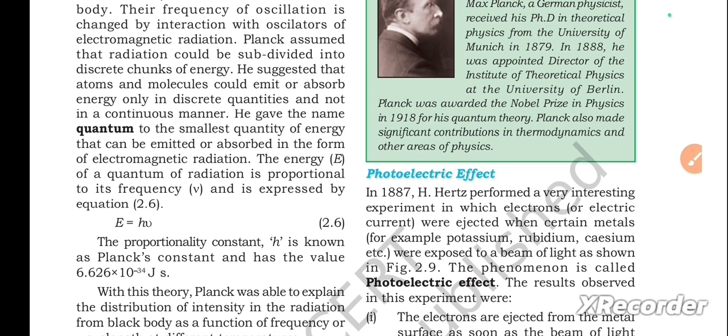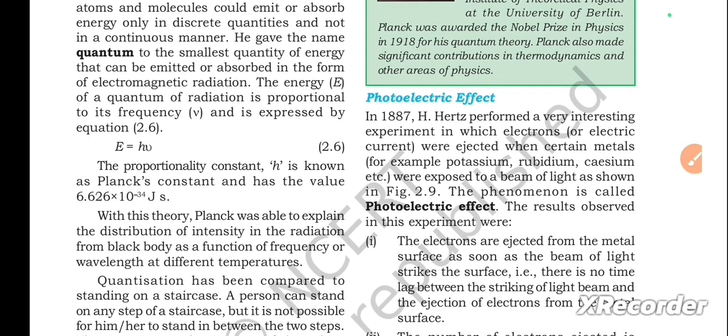Photoelectric effect. In 1887, H. Hertz performed a very interesting experiment in which electrons or electric current were ejected when certain metals, for example potassium, rubidium, cesium, etc. were exposed to a beam of light as shown in figure 2.9. The phenomenon is called photoelectric effect.